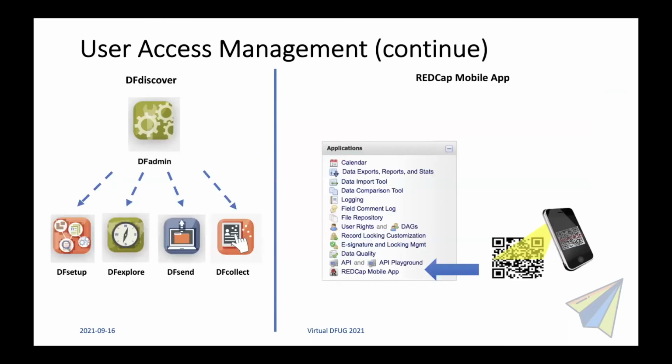So as I said, just to put this into context, for DFdiscover, your username and password is all managed through DFadmin, and it's all the same. But for REDCap, you need to link your tablet with the online database through this QR code. And then, unfortunately, you also need to have two separate identities. You need to have a password for the online database, and you need to have a PIN for the tablet.